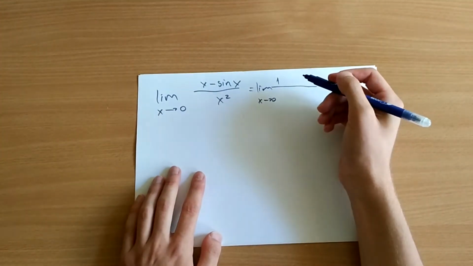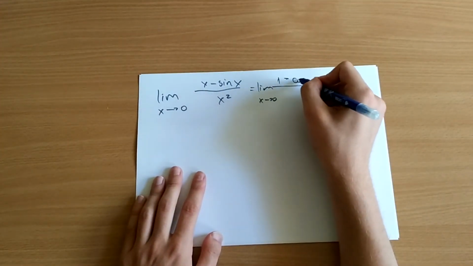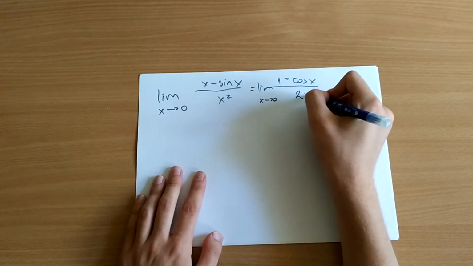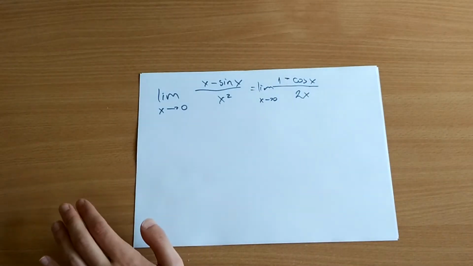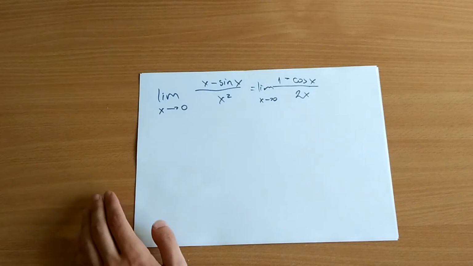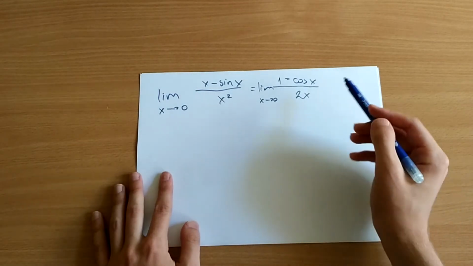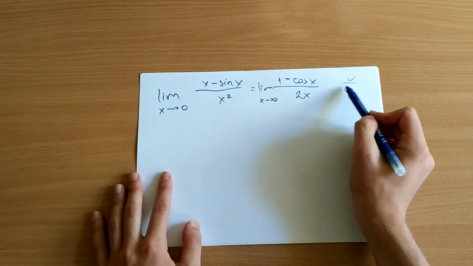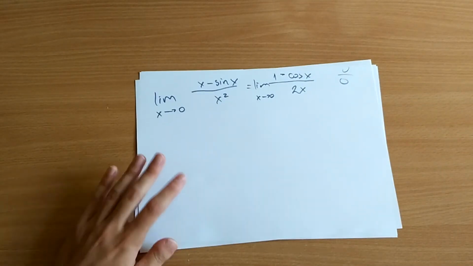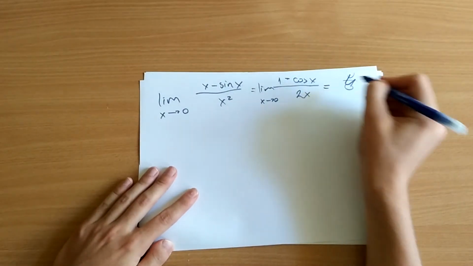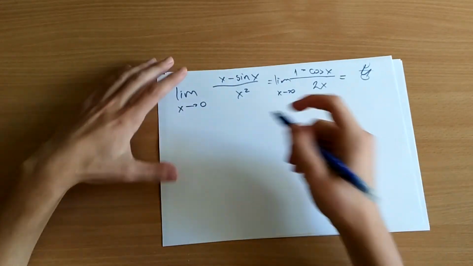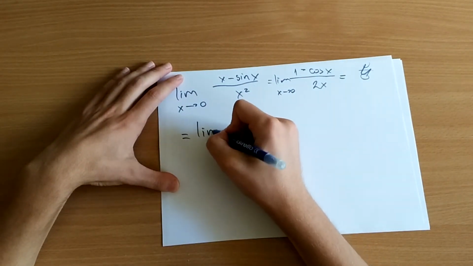minus cosine x over 2x. And if we replace the x with 0, we will get again the intermediate form 0 over 0. So we need to use L'Hopital's rule again. And what will we get this time?